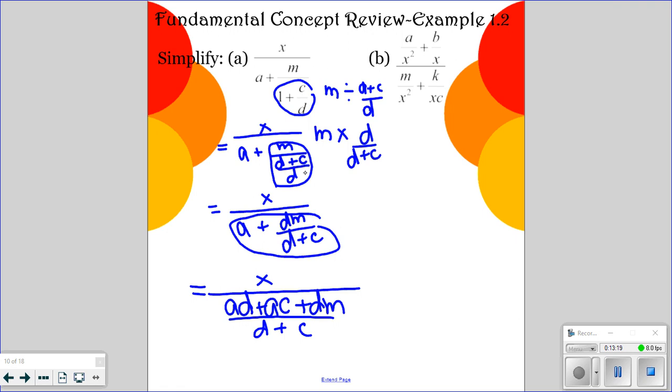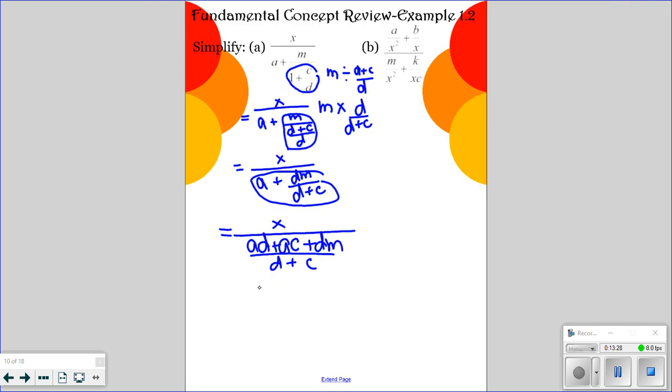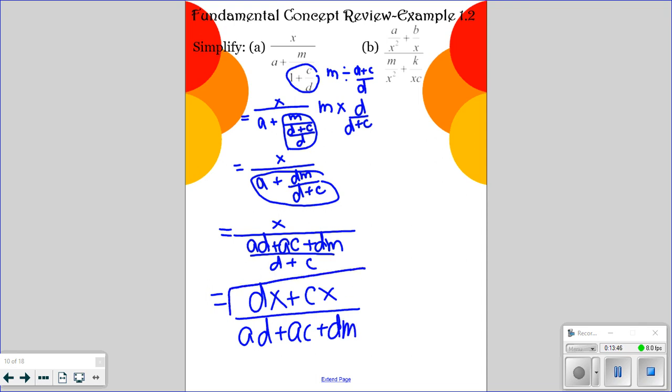And then we're going to do the same thing that we did for this fraction here. We're going to multiply this by the reciprocal of the denominator. So if you can do it in your head, go ahead and try and do it. It should become dx plus cx over ad plus ac plus dm. And so that would be your answer. So that's how that one works.